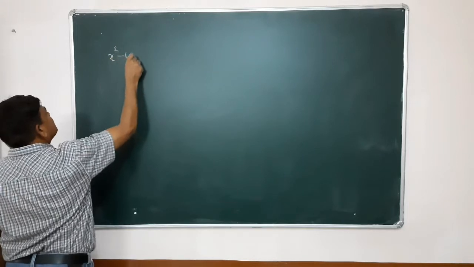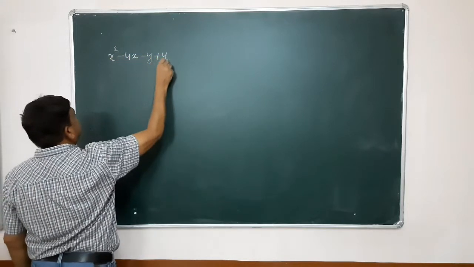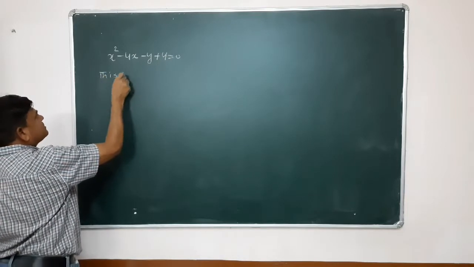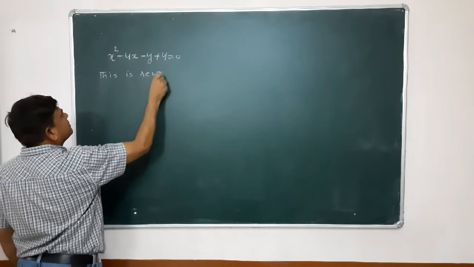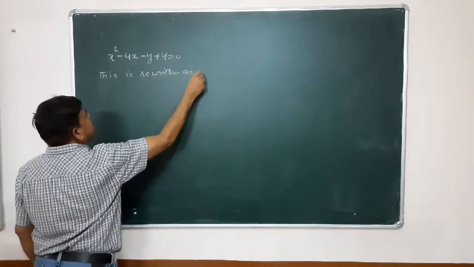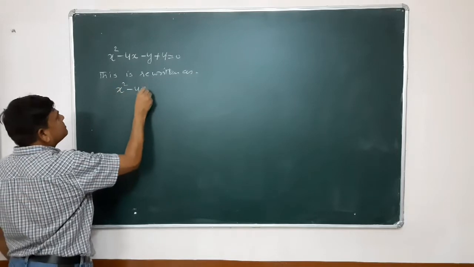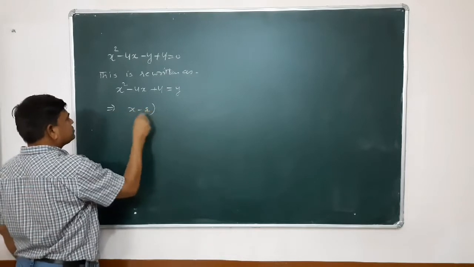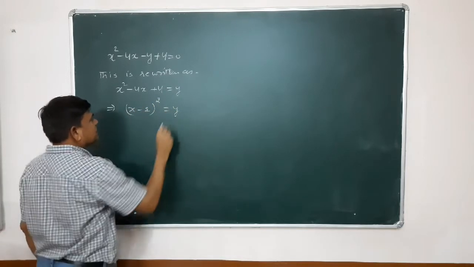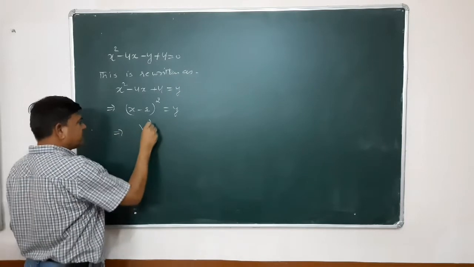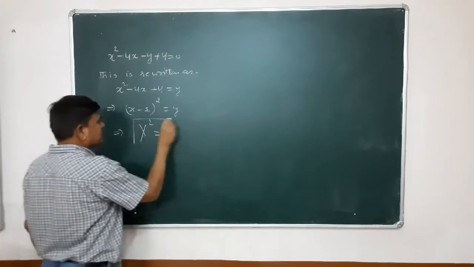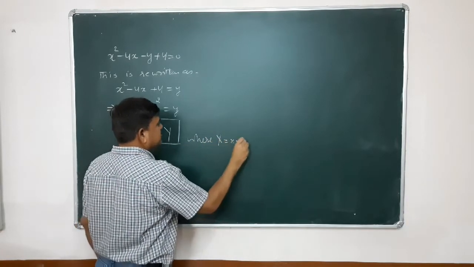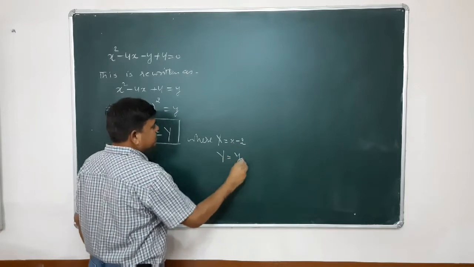x square minus 4x minus 1 plus 4. This is rewritten as x square minus 4x plus 4 equals y. This implies x minus 2 whole square equals y. This is capital X square equals capital Y, where capital X is x minus 2 and capital Y is small y.